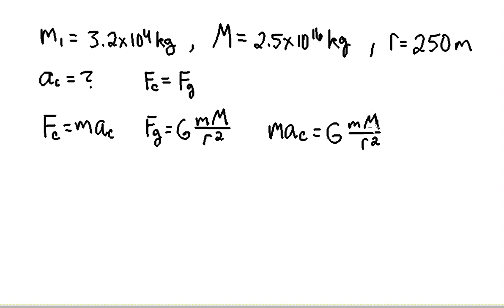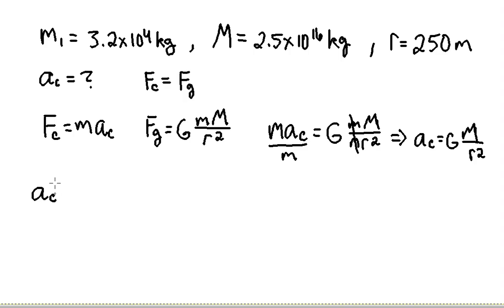All right, so here's where lowercase m and uppercase M come in handy. Remember, we're solving for this, so I just divide this on both sides. These two are going to cancel out. The centripetal acceleration is going to be equal to Newton's gravitational constant multiplied by the larger mass, so we didn't even need the smaller mass, divided by the radial distance squared.